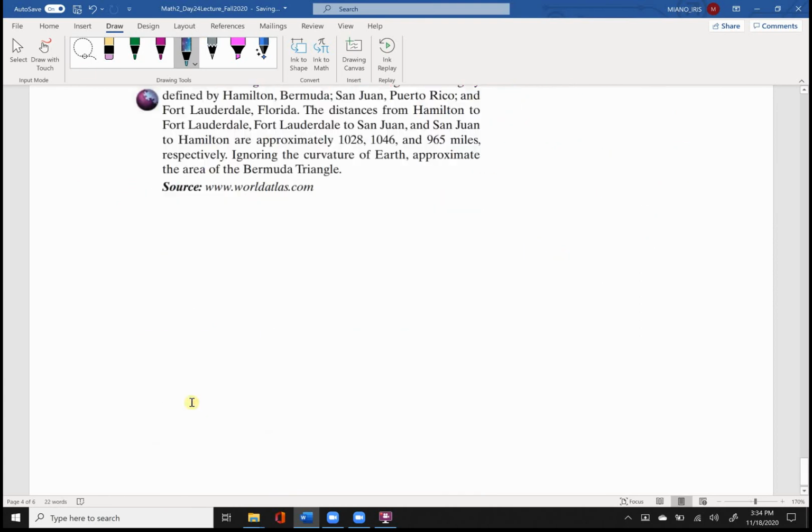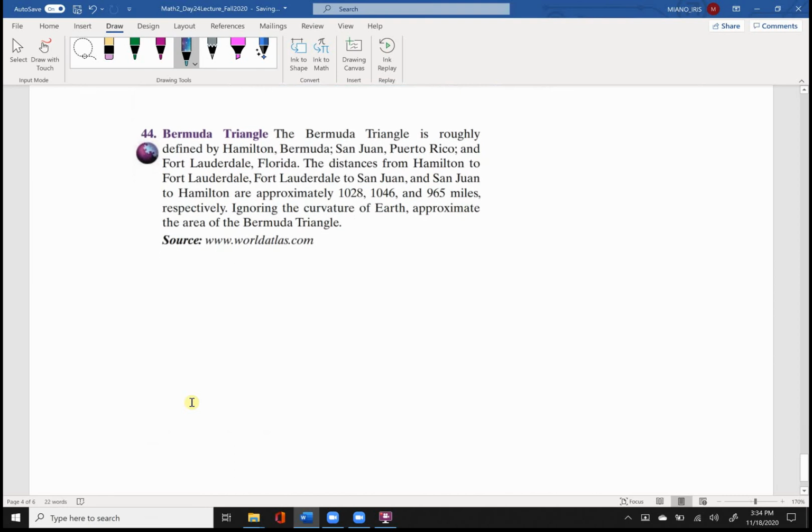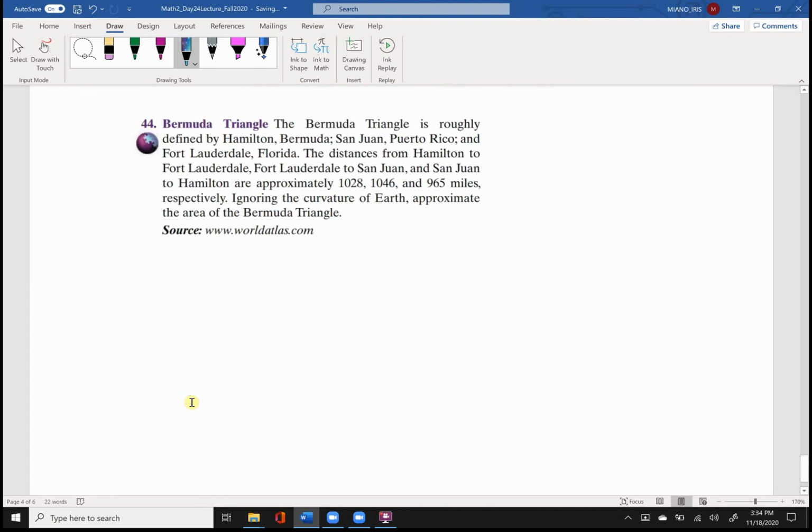Okay, last one, Bermuda Triangle. The Bermuda Triangle is roughly defined by Hamilton, Bermuda, San Juan, Puerto Rico, and Fort Lauderdale, Florida. The distances from Hamilton to Fort Lauderdale, to San Juan, and from San Juan to Hamilton are approximately 1,028, 1,046, and 965 miles, respectively. Ignoring the curvature of the Earth, approximate the area of the Bermuda Triangle.